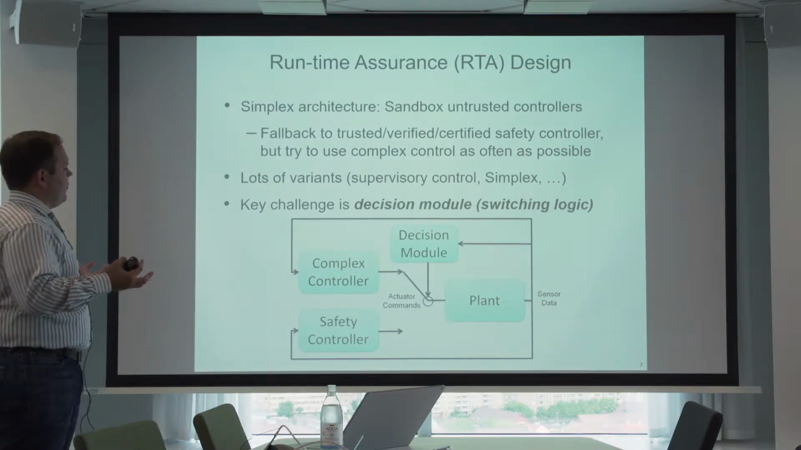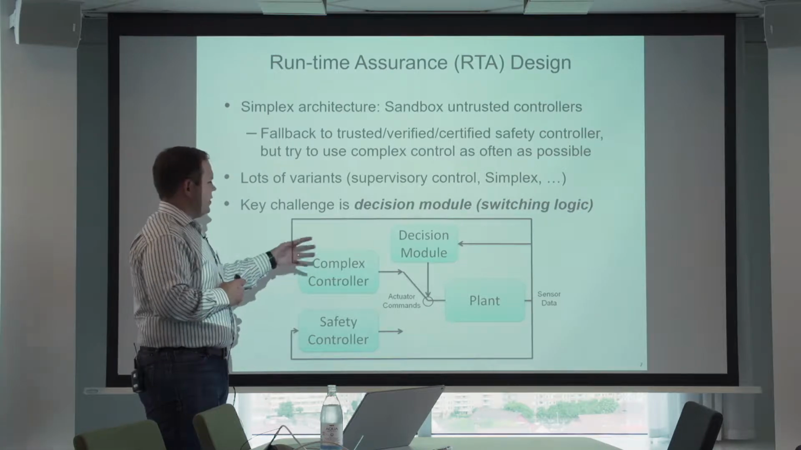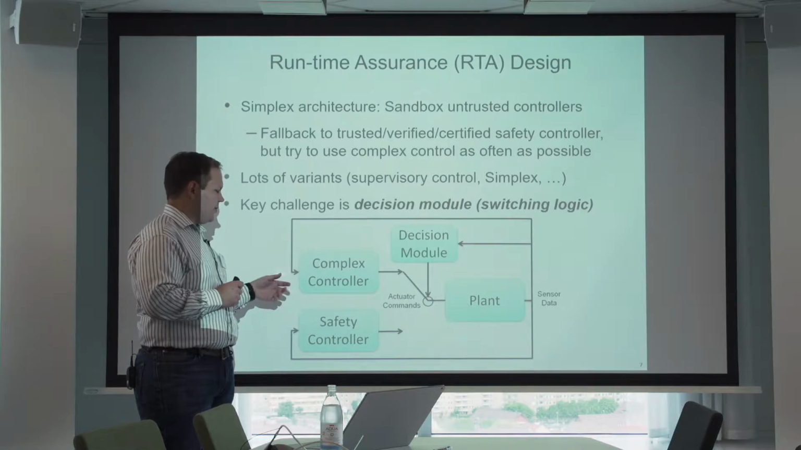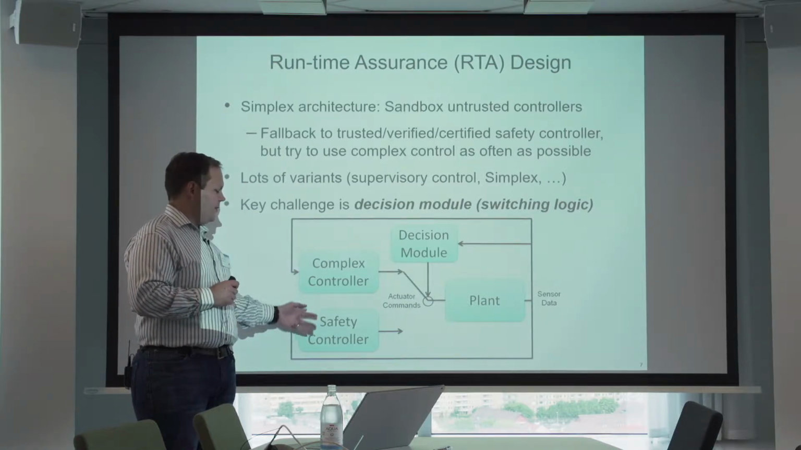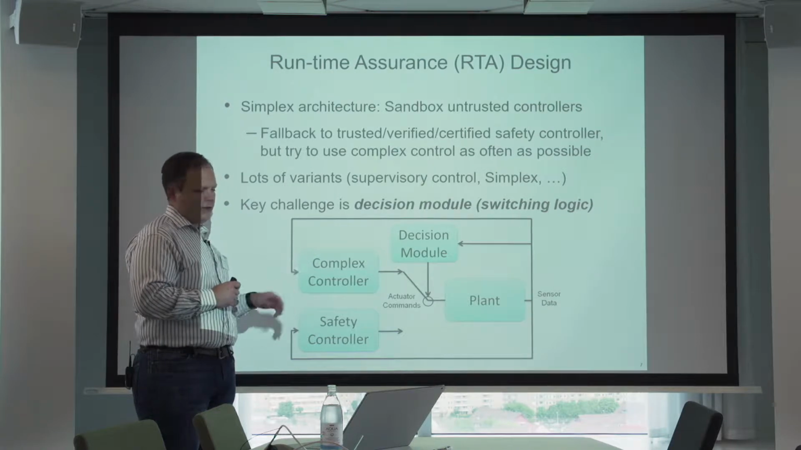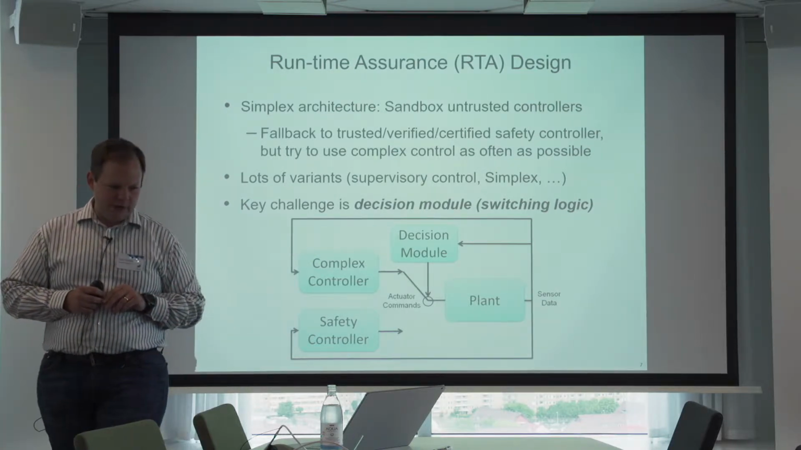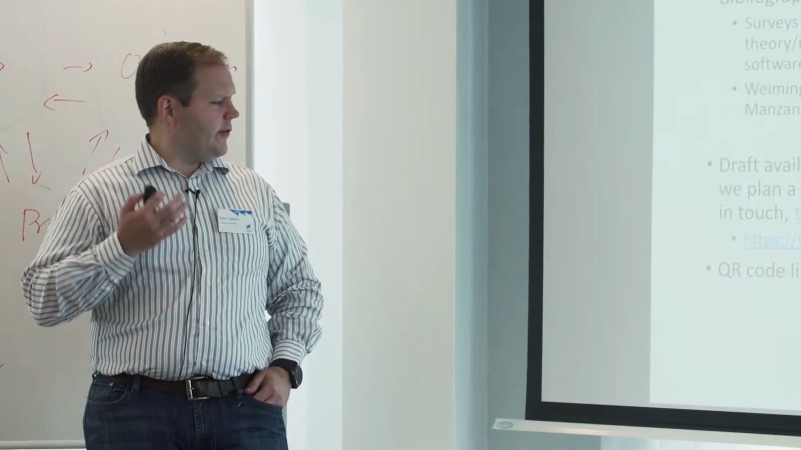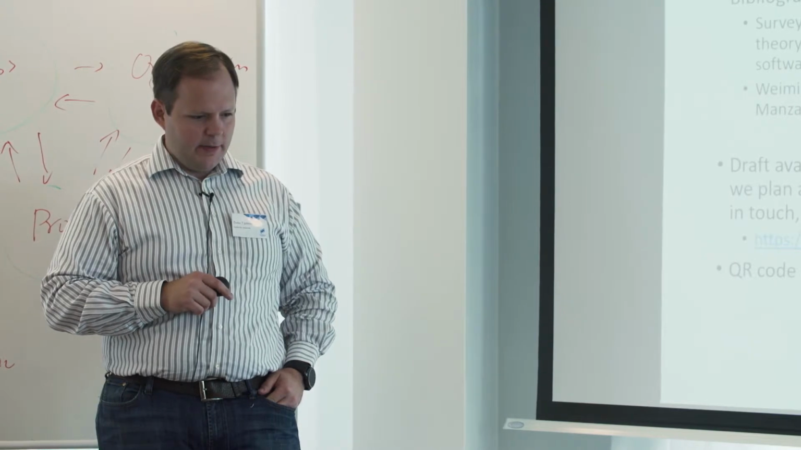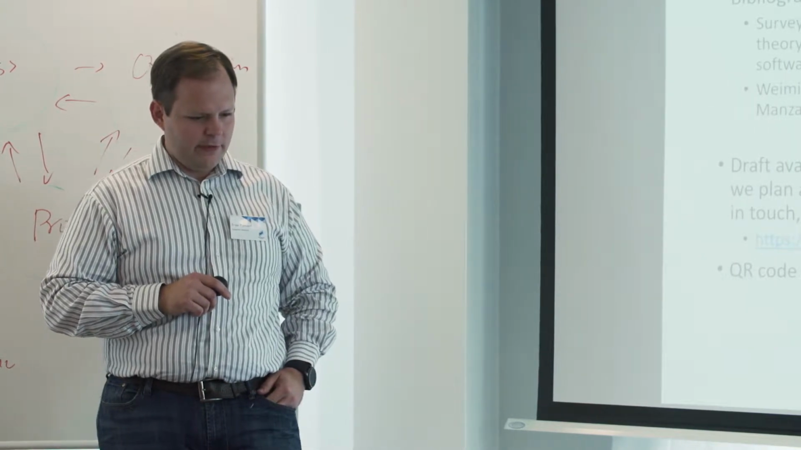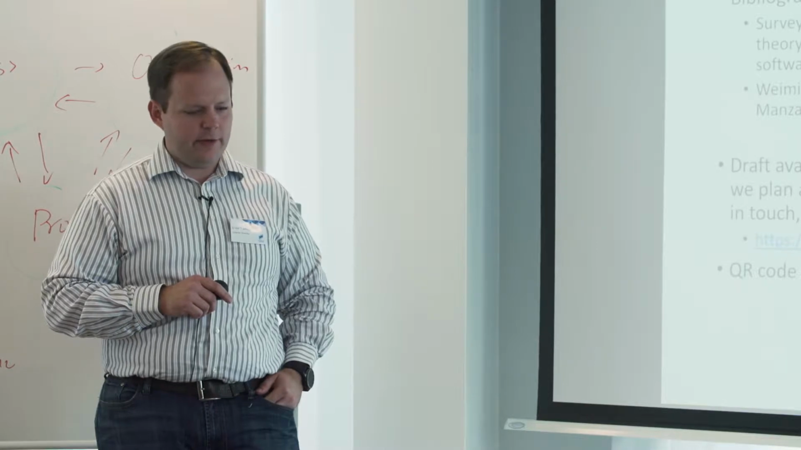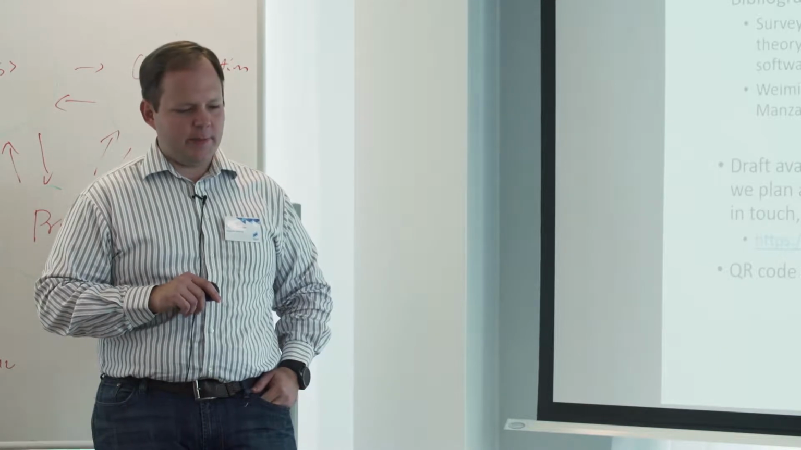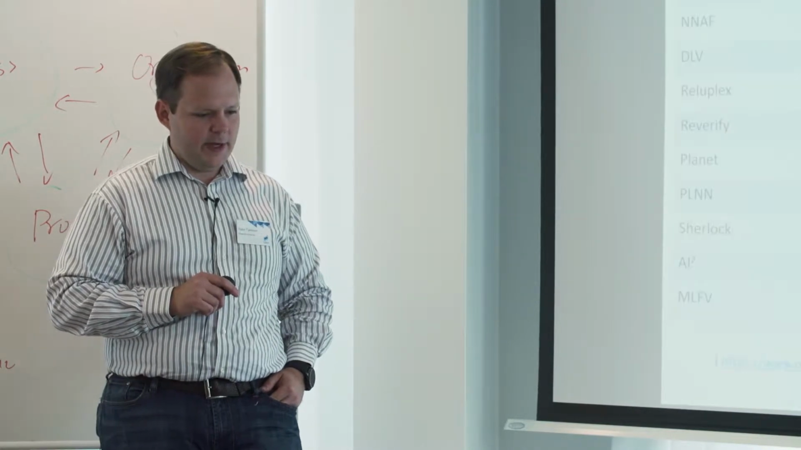Just to remind you, this is what we did last time. Essentially a supervisory control where we'd monitor whatever some complex, maybe machine learning-based controller is doing, and then decide whether to take safe actions or continue using actions from that complex controller. Part of the background for this is in the survey, so if you're interested, we'll hopefully have an archive soon, but this covers the state of the art in verification for machine learning-based systems with a focus on autonomous CPS.